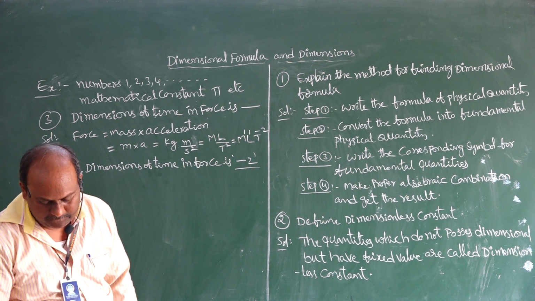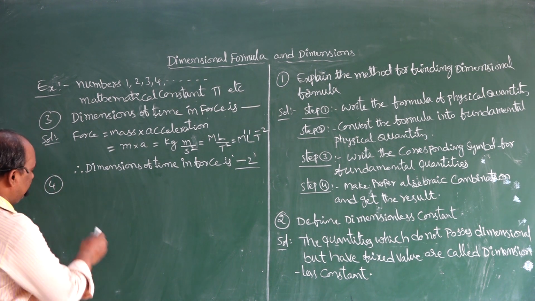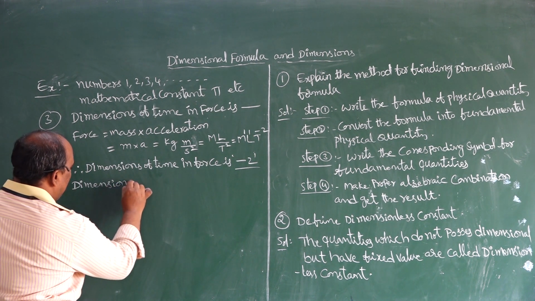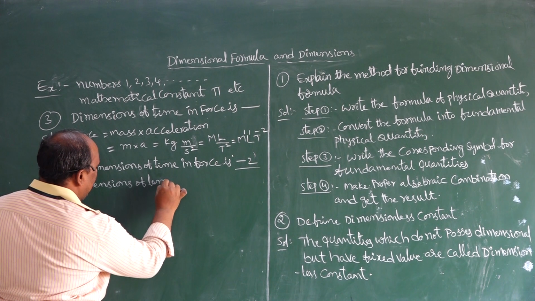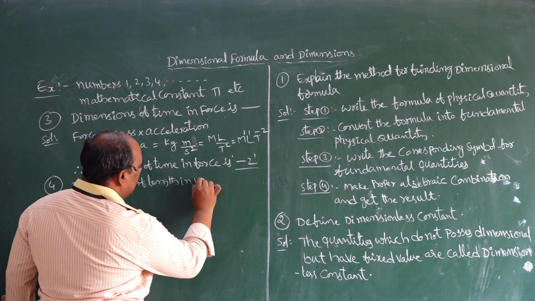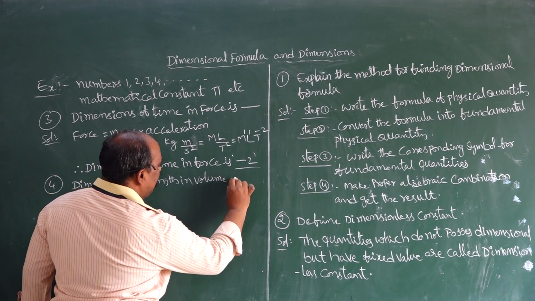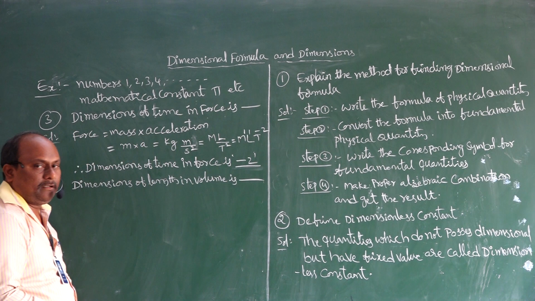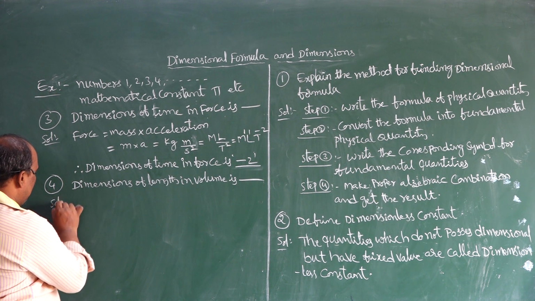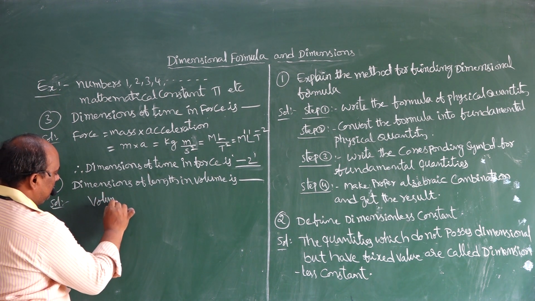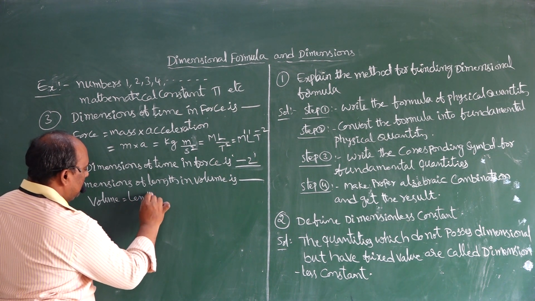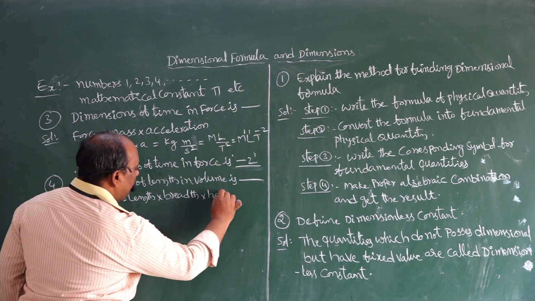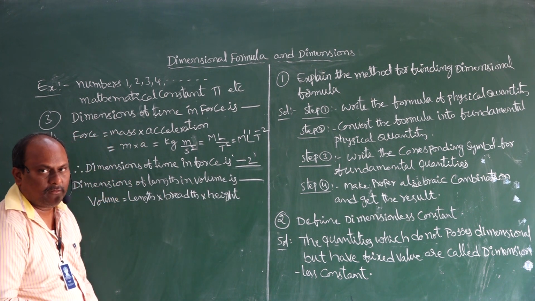Now we are going to discuss question number 4. What is question number 4? Dimensions of length in volume is dash. Now we should write the formula for volume. Volume is equal to length into breadth into height. This is the formula for volume of cube.